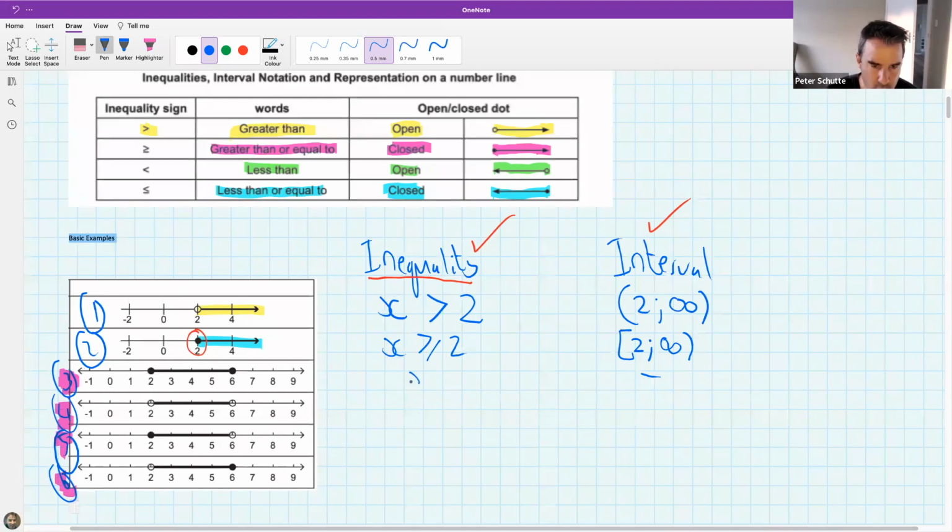So for this one, we're going to have x is greater than or equal to 2 and less than or equal to 6. And over here, we're going to have 2 from 2, including 2, up to 6. Now, what I want to make sure you see is that because the dots are colored in, I have the extra little bit here.